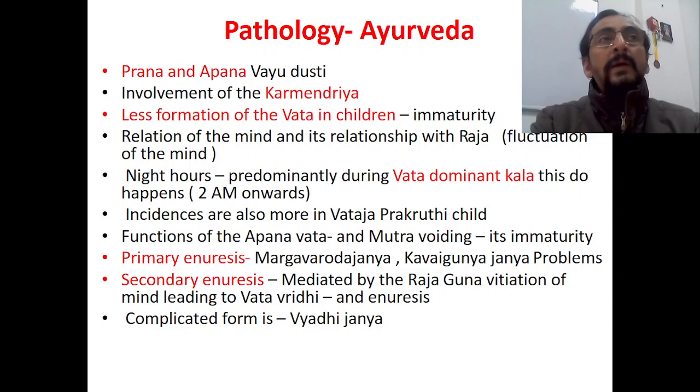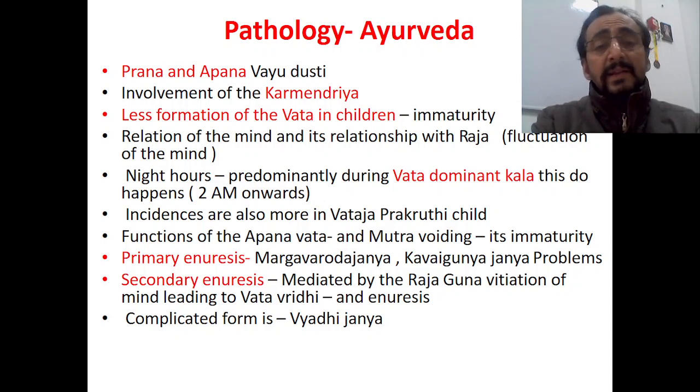bed. Now, in case of primary enuresis, where family history has been considered as the main cause and some other structural and congenital problems are considered to be the main cause, the primary enuresis can be considered to be Margavarodhajanya pathology. Okay. Or there may be structural and congenital problems, which can be considered as some of the existing khavaigunya in the urinary tract or in the nervous system.